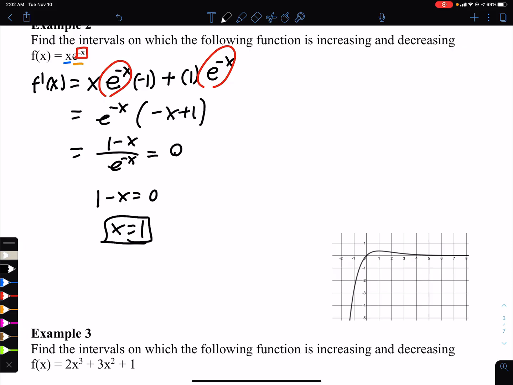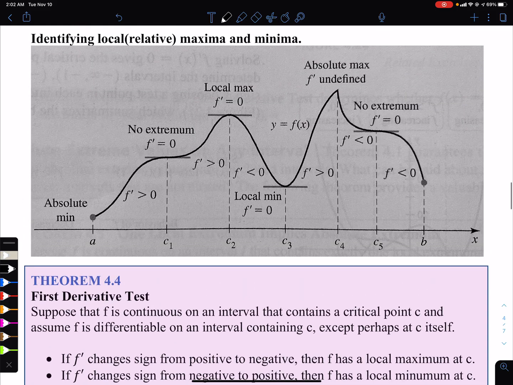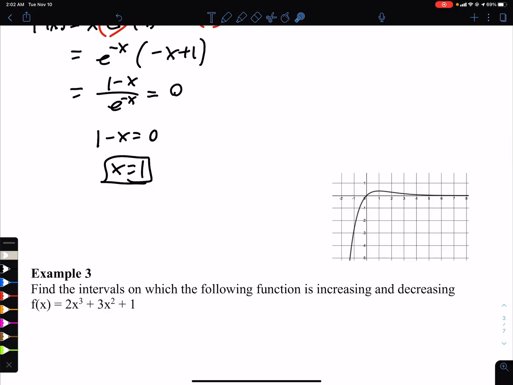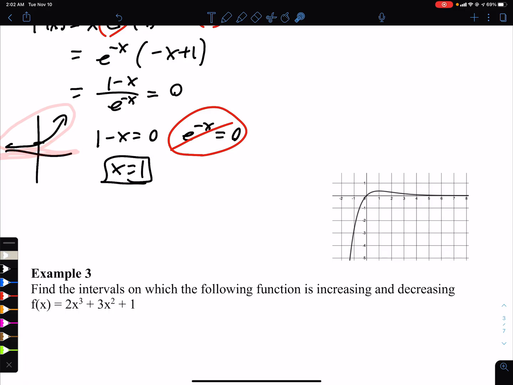Now the other place where a function can change from increasing and decreasing, a sharp point. So a sharp point is where the derivative is undefined. So we need to check any sharp points where the denominator equals 0. But look, e to the minus x never equals 0. How do I know that? Because I know the graph of e to the x looks like this. And I know that graph never touches the x-axis. So e to any power never equals 0. So all I have is one critical point at 1.